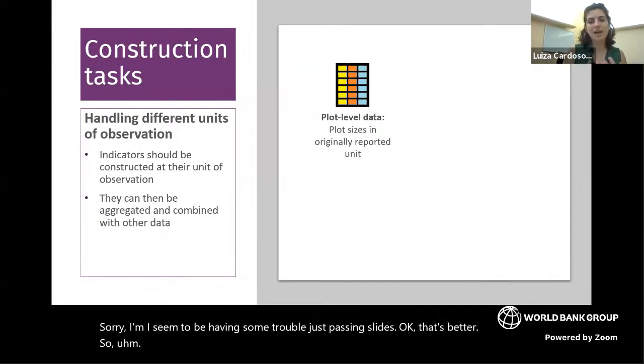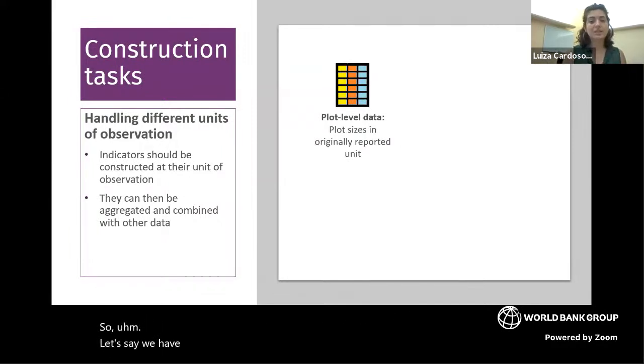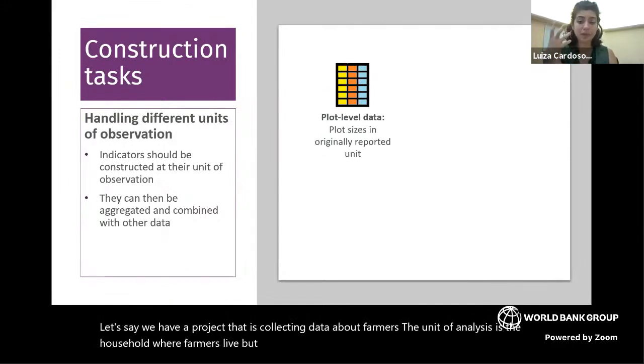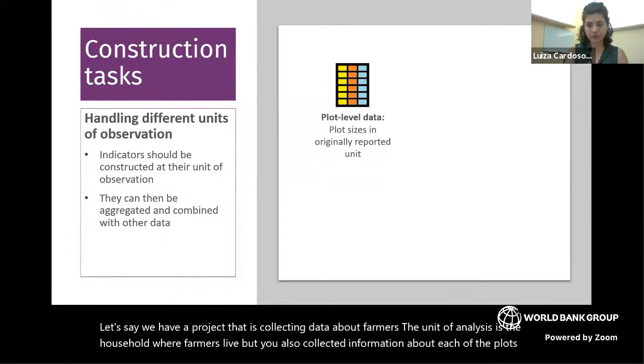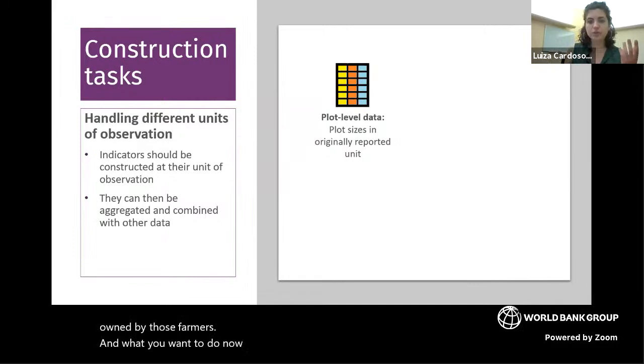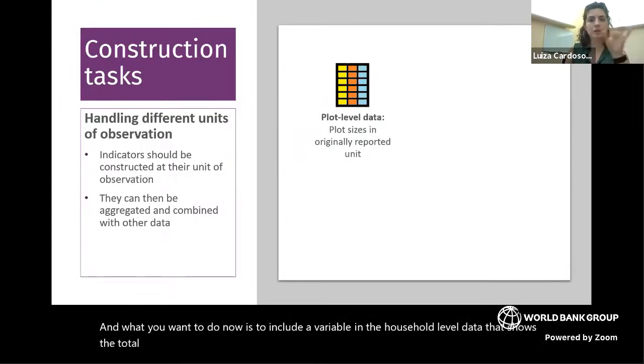So let's say we have a project that is collecting data about farmers. The unit of analysis is the household where farmers live, but you also collected information about each of the plots owned by those farmers. And what you want to do now is to include a variable in the household level data that shows the total land holding for the people in one household. How do you do that?